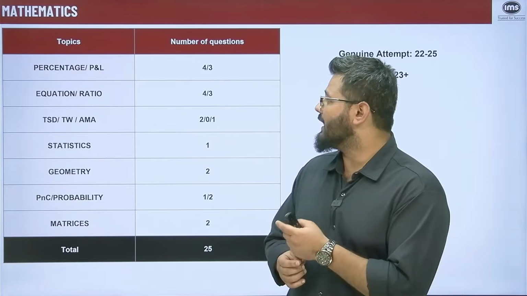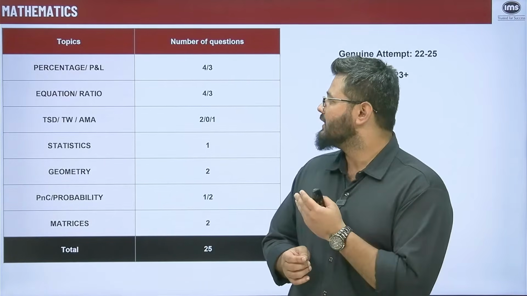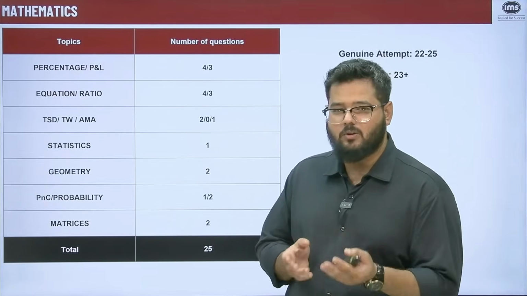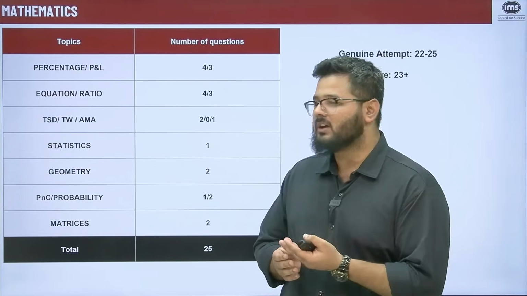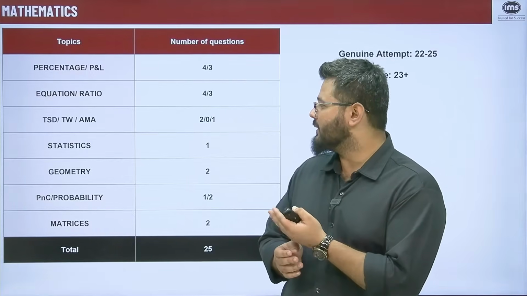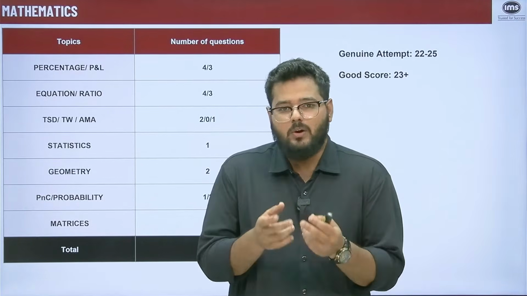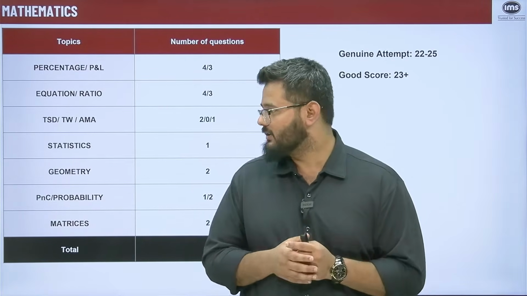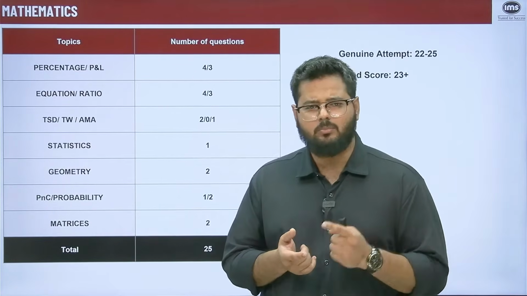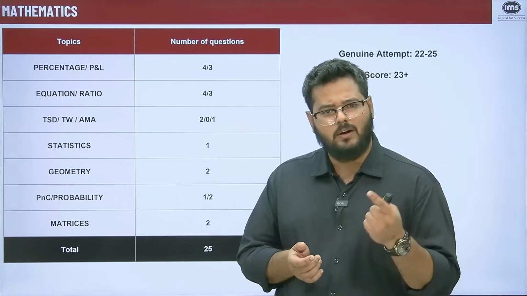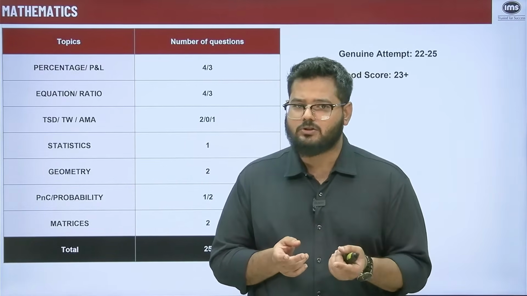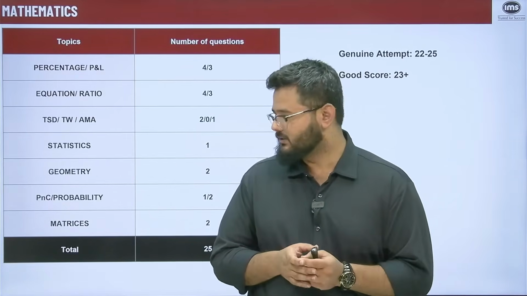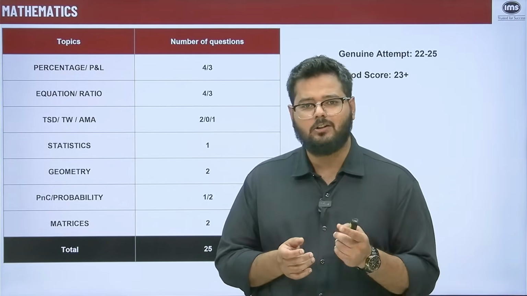There were 4 questions on percentages, 3 questions on profit loss, 4 questions on equations, and 3 questions on ratio. Time speed distance, there were 2 questions. No questions on time and work were reported. There was 1 question on allegation, 1 on mean median mode, 1 on coordinate geometry, and 1 on trigonometry. PNC probability, there were 3 questions, and on matrices, there were 2 questions.